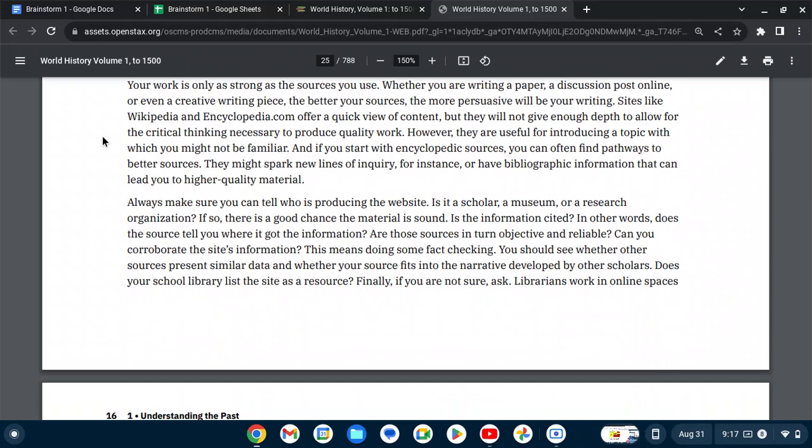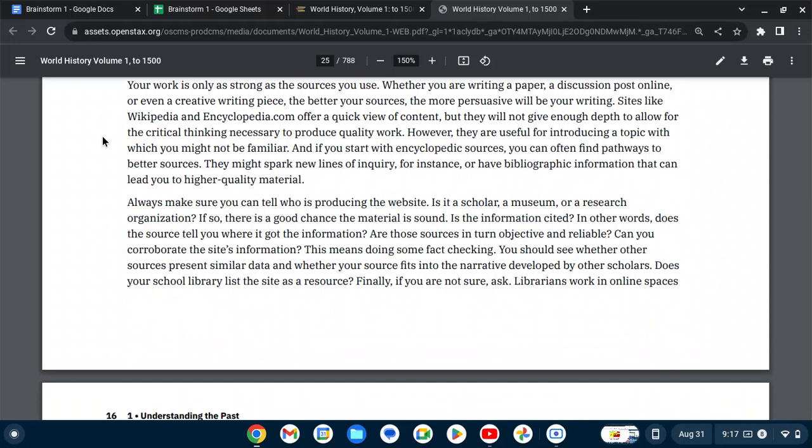Your work is only as strong as the sources you use. Whether you are writing a paper, a discussion post online, or even a creative writing piece, the better your sources, the more persuasive your writing will be. Sites like Wikipedia and encyclopedia.com offer a quick view of content, but they will not give enough depth to allow for the critical thinking necessary to produce quality work.